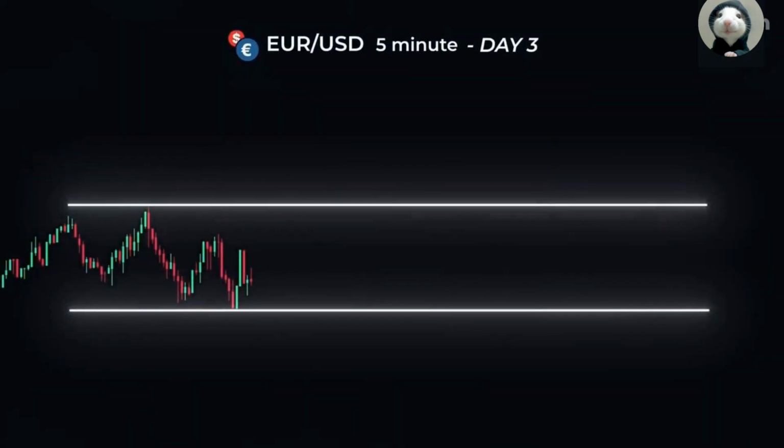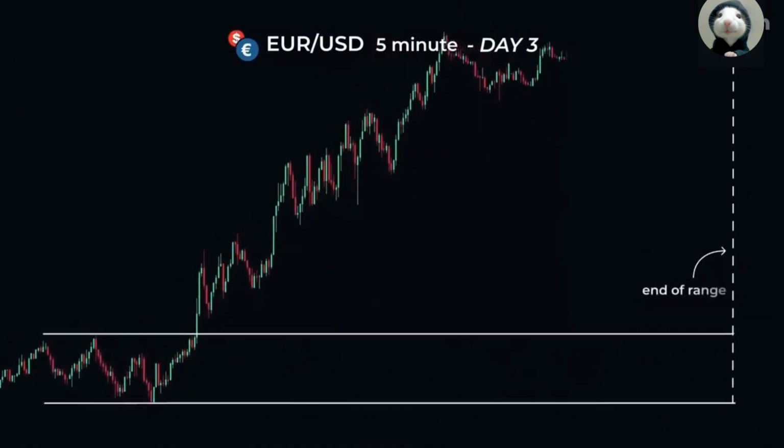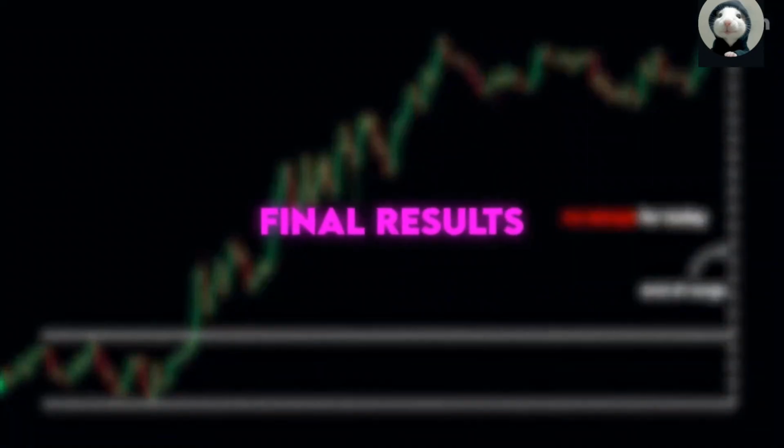setups taken. On the next day, we have the 4-hour range marked. Price then broke above the range high and stayed there without re-entering, which means there were no setups taken for today. So, let's see the final results.